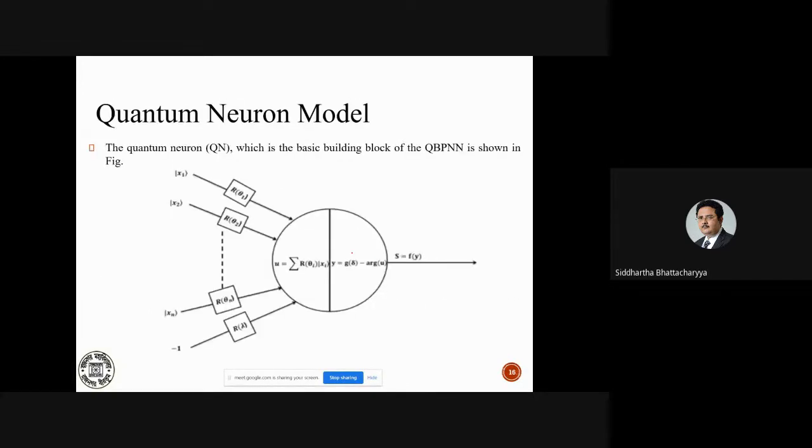So you see, given all this background, like the backpropagation, neural network, and this rotation gate, qubit, and all these things, how can you put them together to form a quantum neuron? The quantum neuron is a building block of quantum backpropagation neural networks, because we are dealing with quantum backpropagation for a neural network. Okay.